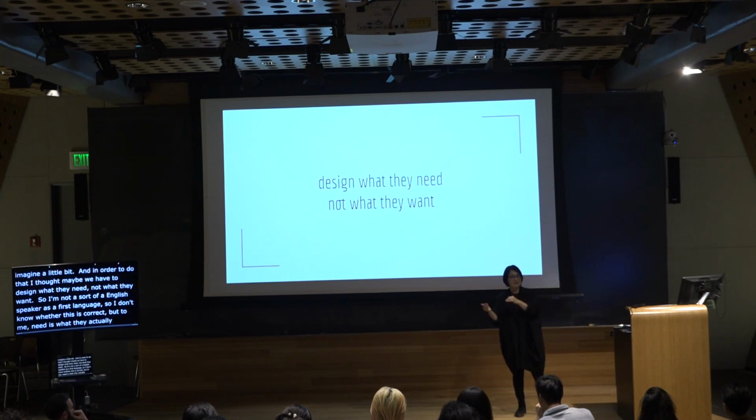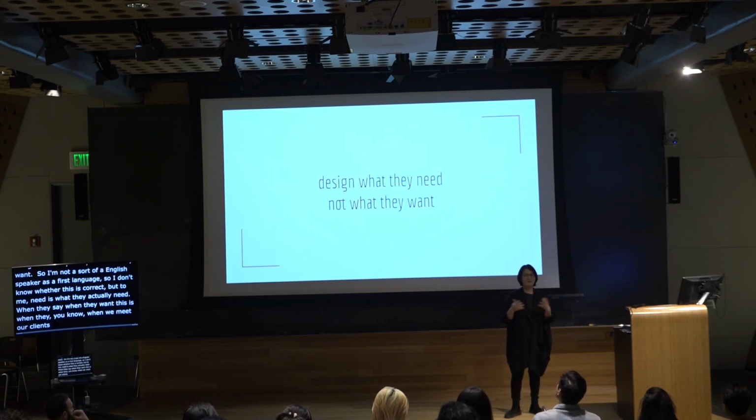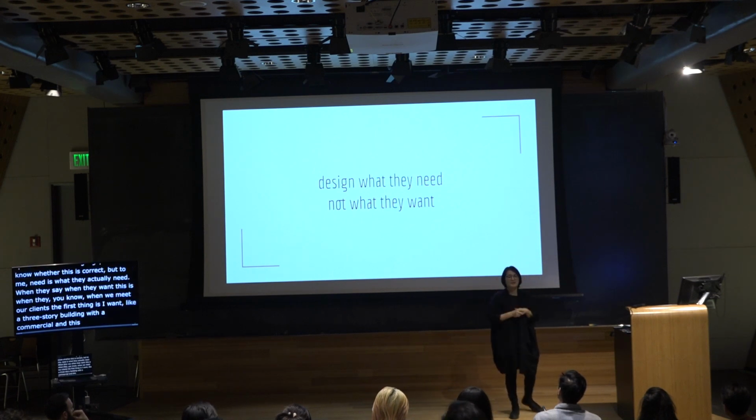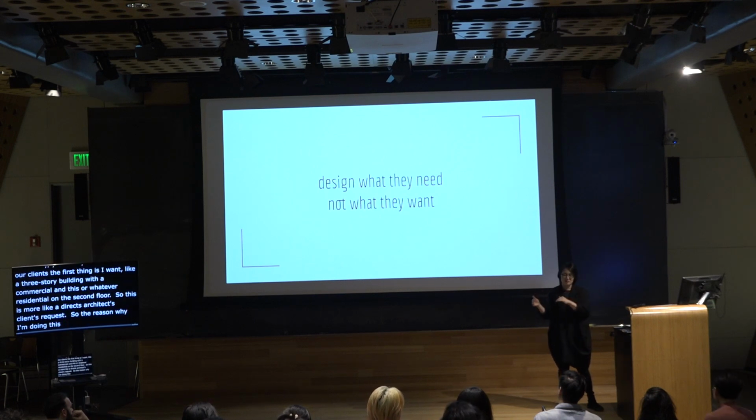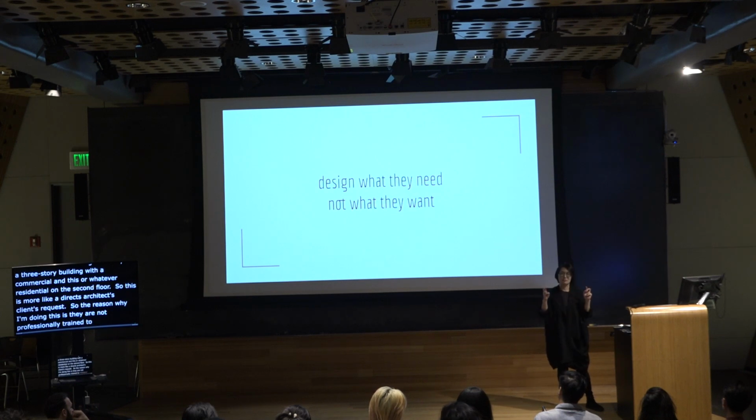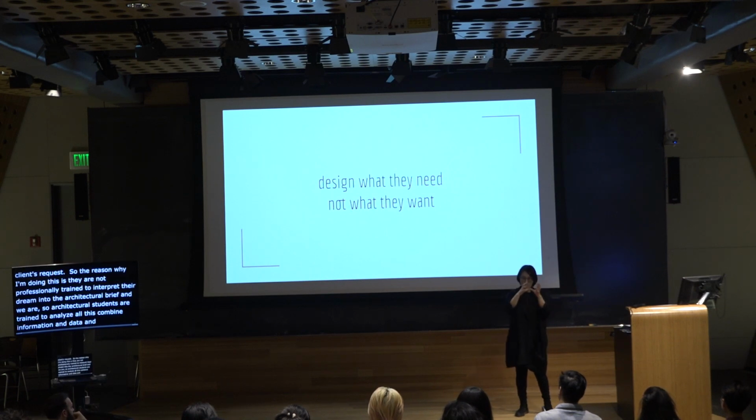When we meet our clients, the first thing they say is what they want, like a three-story building with a commercial on the first floor, and residential on the second floor. So this is more like a direct client's request. They are not professionally trained to interpret their dream into the architectural brief, and we are. Architecture students are trained to analyze all this combined information and data, and then we can bring it into the architectural brief.